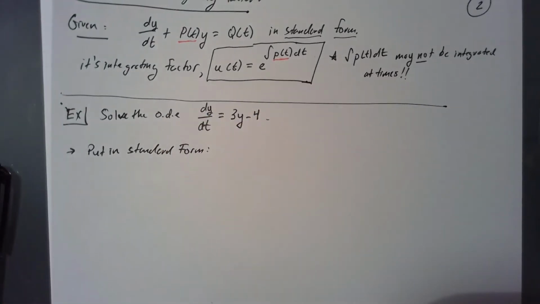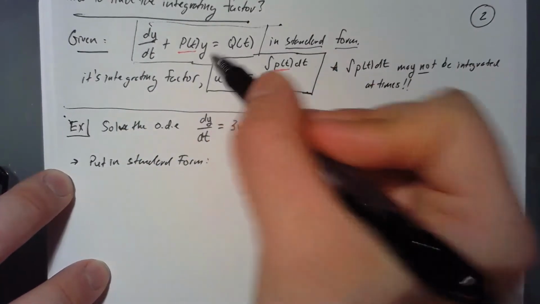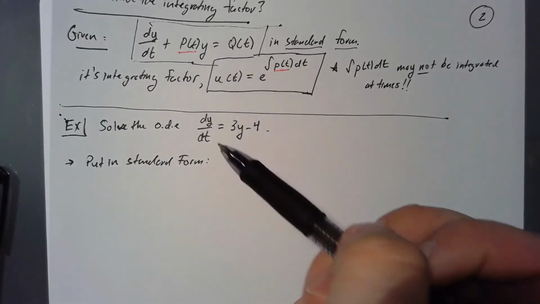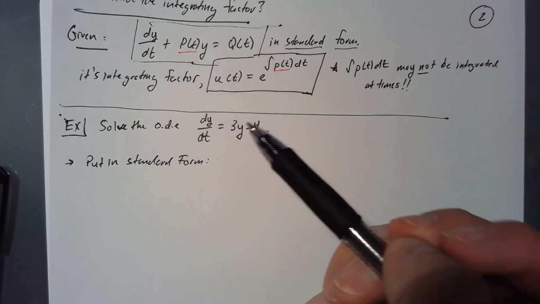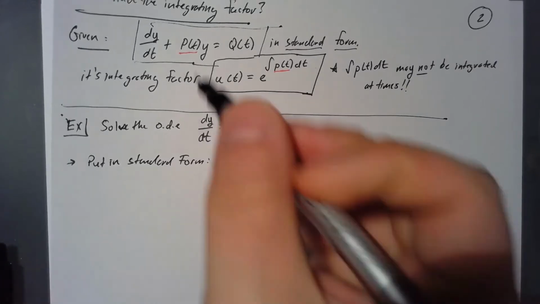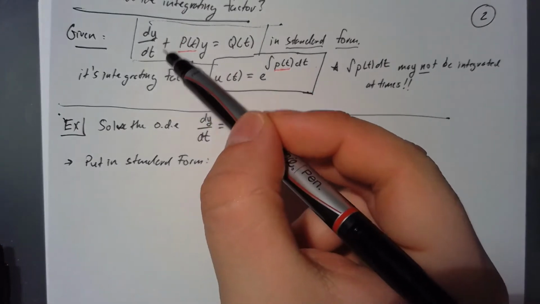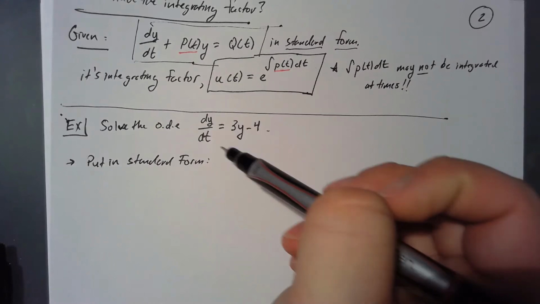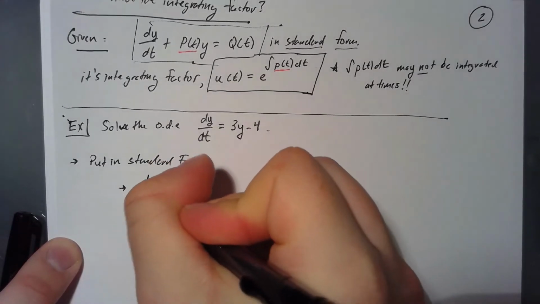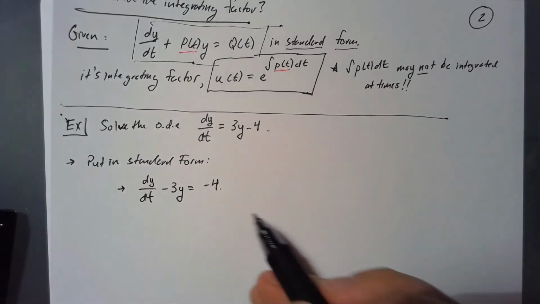So put in standard form. This is standard form, right? So how do I get it in standard form? I have dy/dt plus some stuff times y. So here's that stuff times y right here. I've got to get it to the left with the dy/dt, with the prime part. So I've got to subtract the 3y over. Okay. So I'm going to have dy/dt minus 3y equals -4.